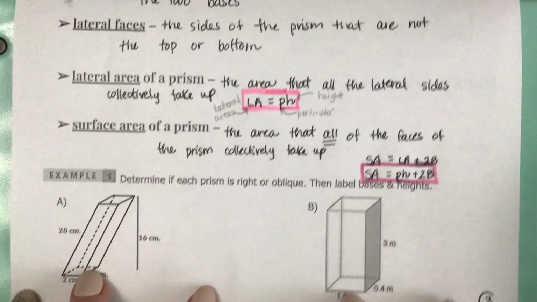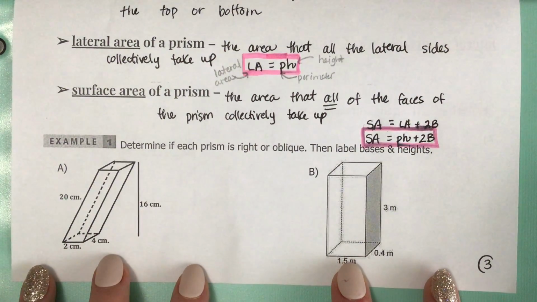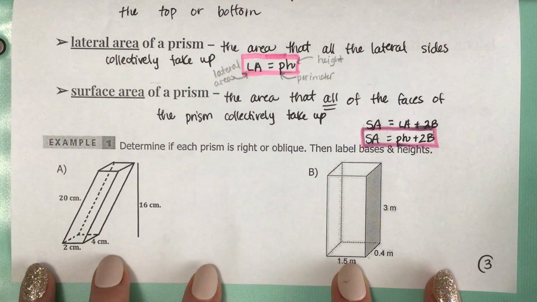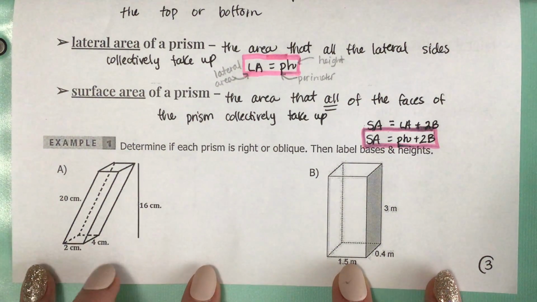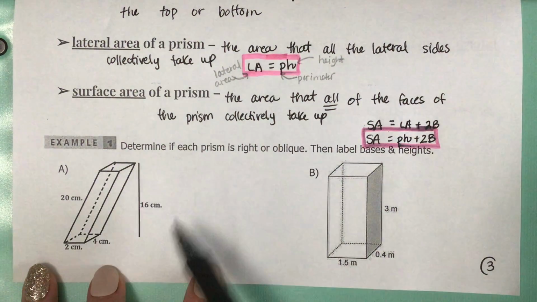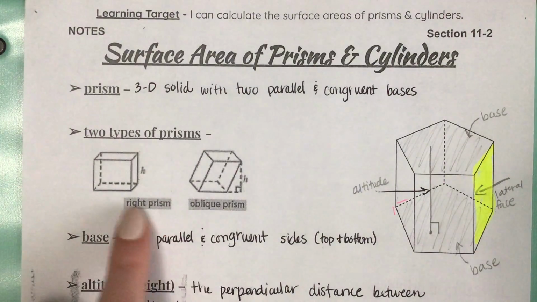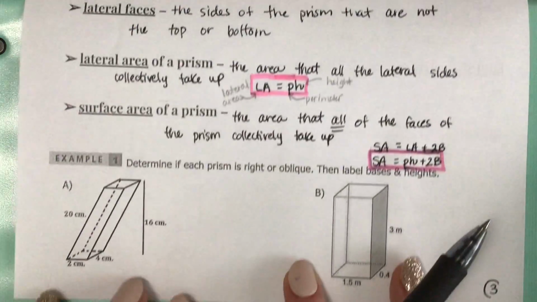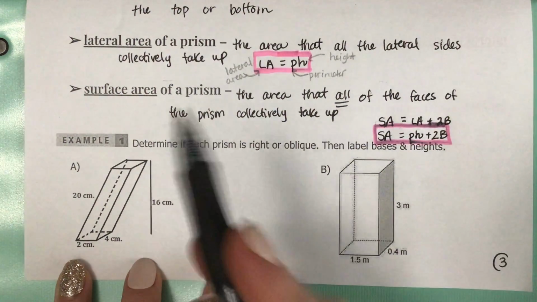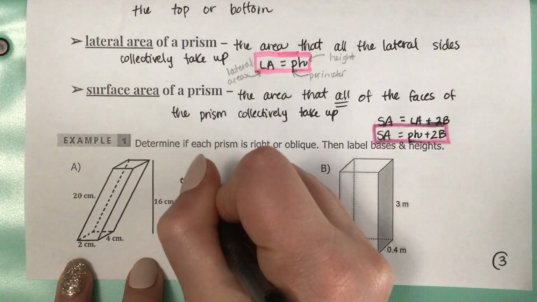So in example 1, it says determine if each prism is right or oblique, then label the bases and the heights. All right. So looking at this first one, we're just asking, is this prism standing straight up and down or is it slanted? That's how we're going to determine if it's right or oblique based off of these two examples right here. So it is slanted, so we're going to say oblique.